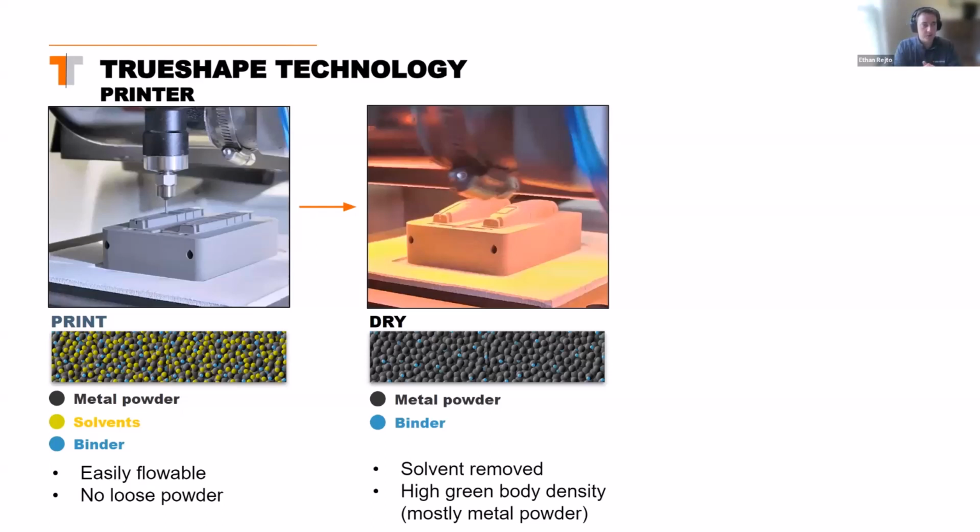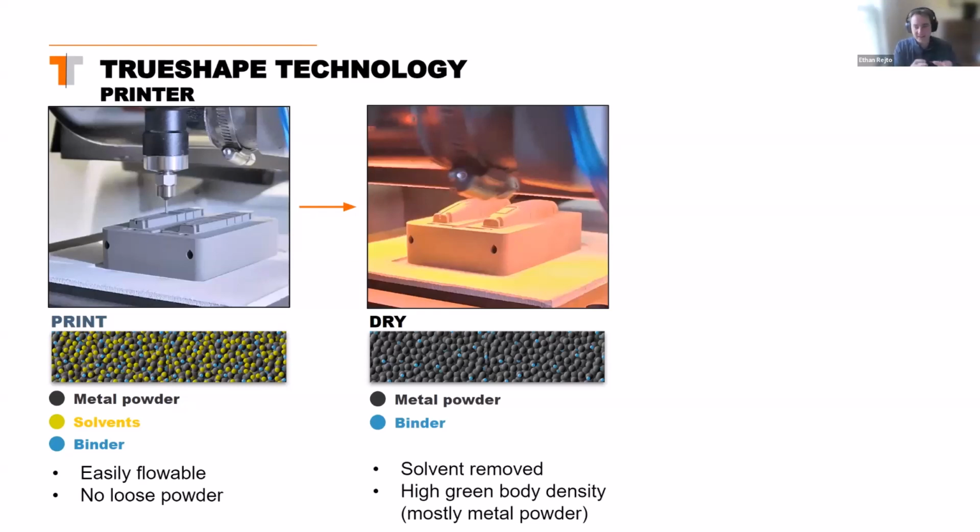That drying step is going to remove all the solvents out of that layer. It's going to firm up the part a little bit. There's still a little bit of binder left behind just to hold this part together, but we've removed that solvent, and what we've created is a very high green body density. So a part that is almost all metal powder at this stage, which is what's really important for our process, is that there's very little binder involved, and we have a very dense green body.